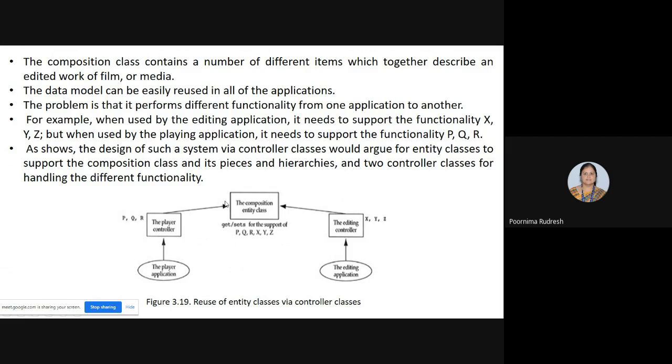So some designers are like that. They can have controller classes for the entity class to support the composition class and its pieces and hierarchies, and two controller classes for handling the different functionality. Because here we have two different functionalities, we can have two different controller classes for handling them. Hence, we will move on to a better design of this particular one.